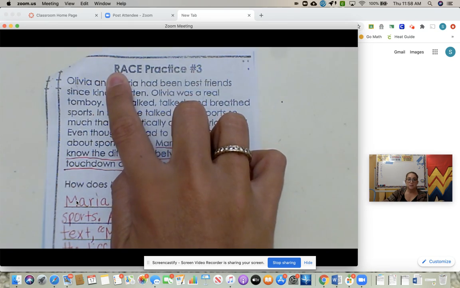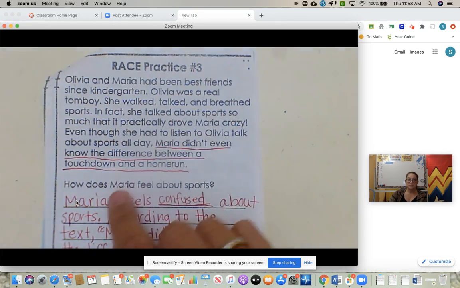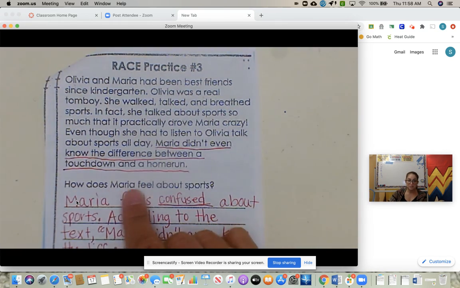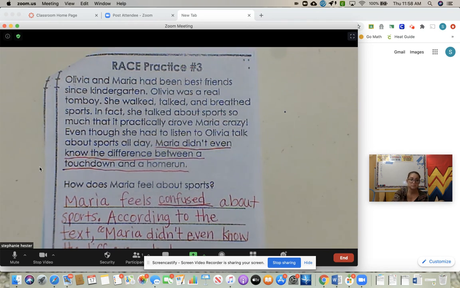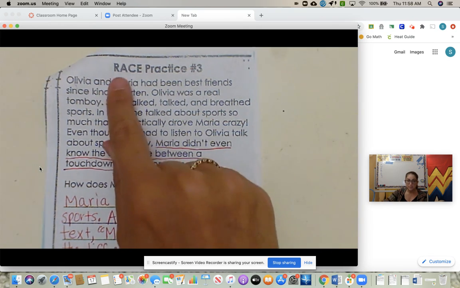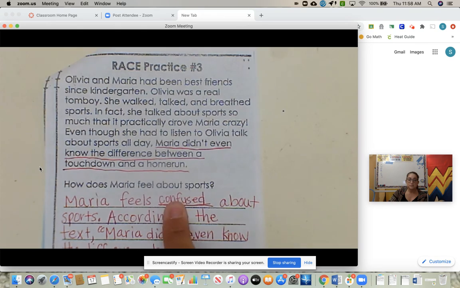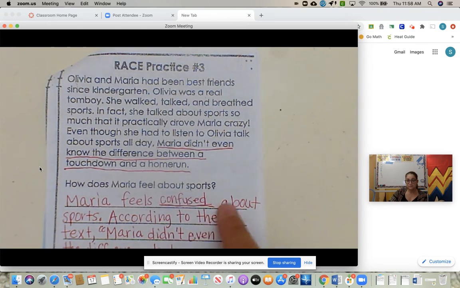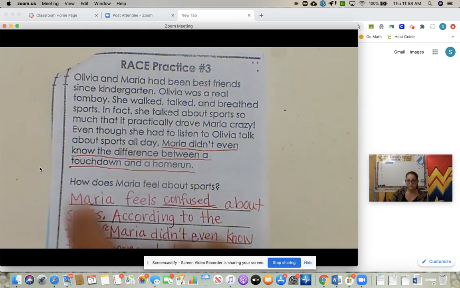And then we start with R, restate the question. The question is, how does Maria feel about sports? Okay. Maria feels, and we put blank about sports because we restated the question. Then we answered it. Maria feels confused. That was our answer. Confused about sports. Then we go to C.